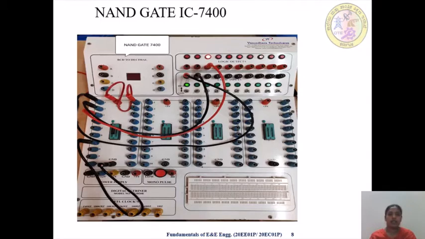Here 7 is connected to ground and 14 is connected to VCC. 1 and 2 are connected to input switches, and the third terminal, the red patch cord, is connected as an output terminal. Here the inputs are given as 1 and 0. The output is 1.